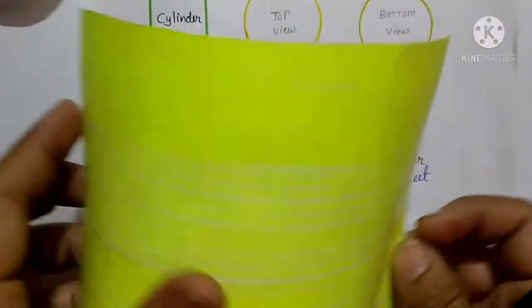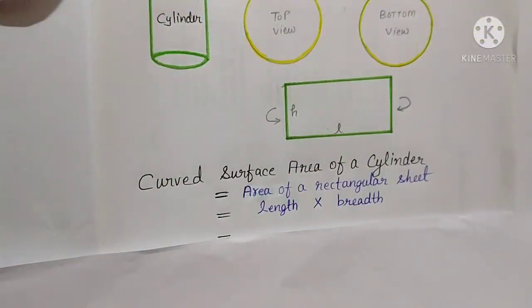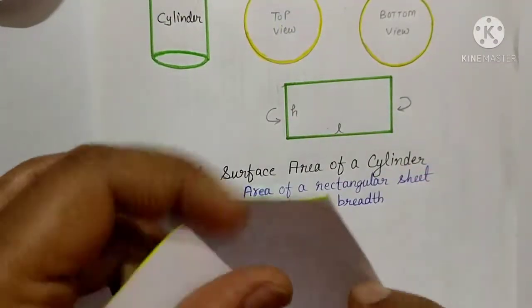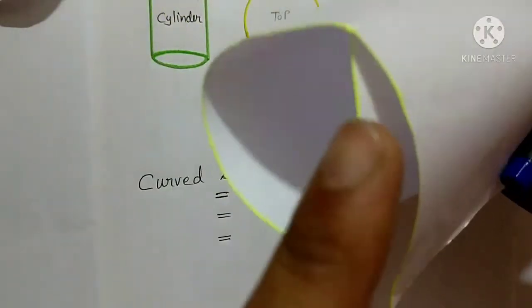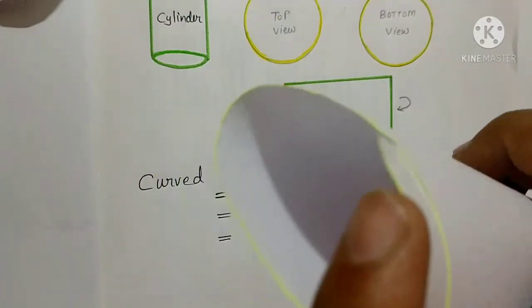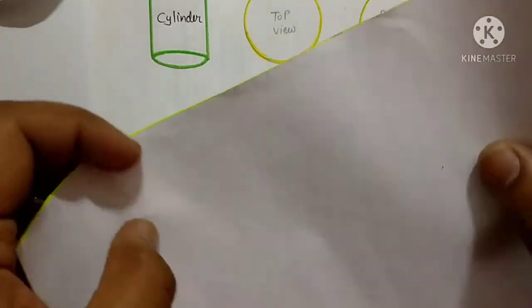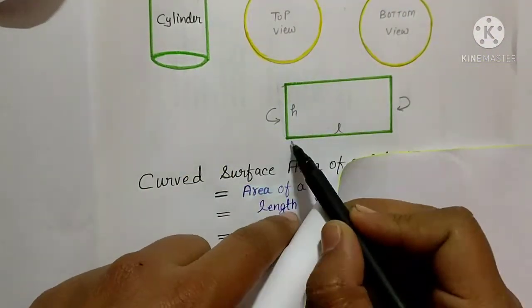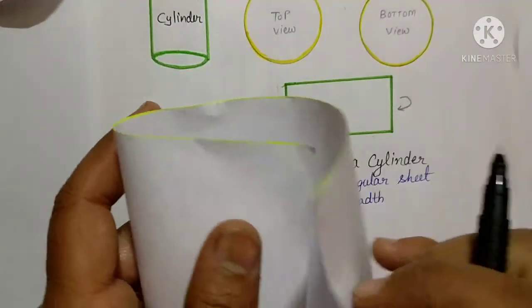But here we have to pay attention that it was not flat, it was curved. We can take the example of this page. When we curve it, it becomes like this. This curved part, we have to find the length, because when we are opening it, it becomes length only, and when we are curving it, the length becomes curved in this way.